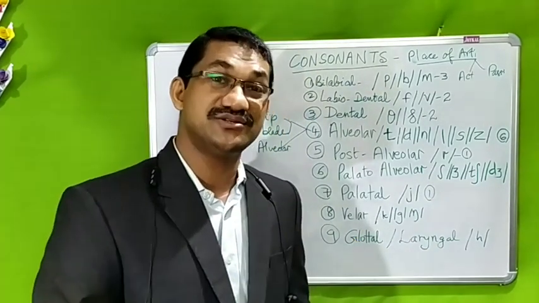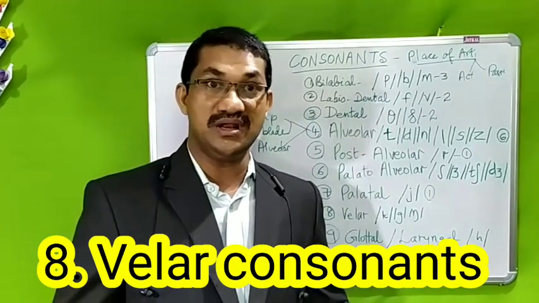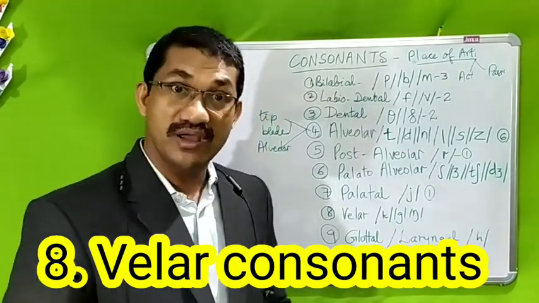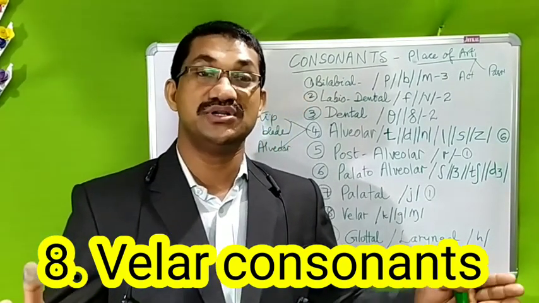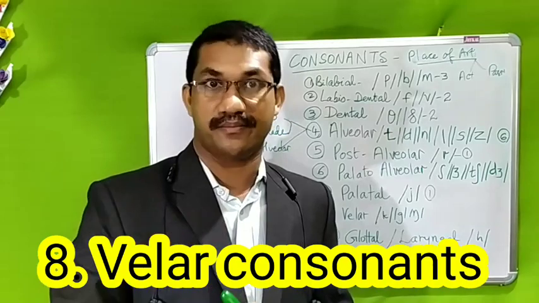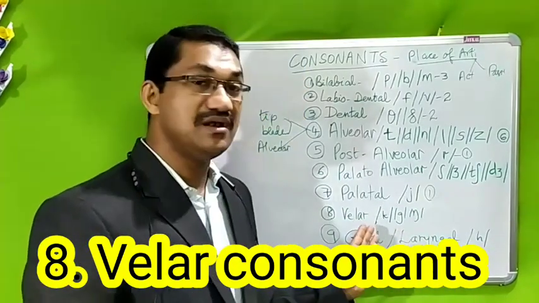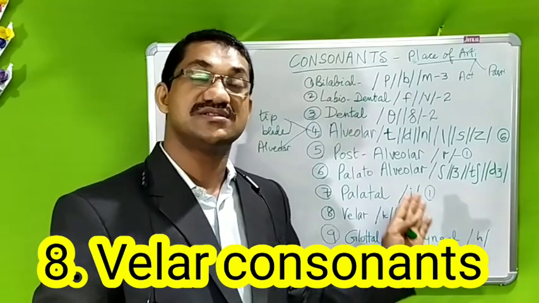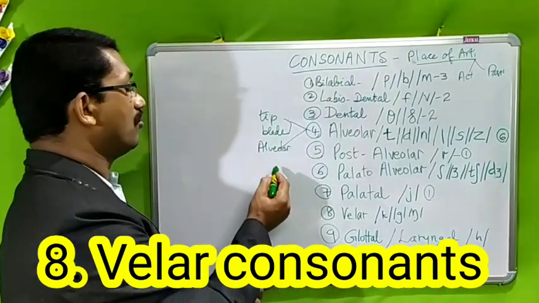And we move on to the 8th category based on place of articulation, that is of course the velar sounds. Velar, they are in fact 3 in number, and it is easy to understand. Velar sounds are produced at the velum or the soft palate. We know the fact that velum is also called the soft palate. And where do you have the velum? We have the roof of the mouth.